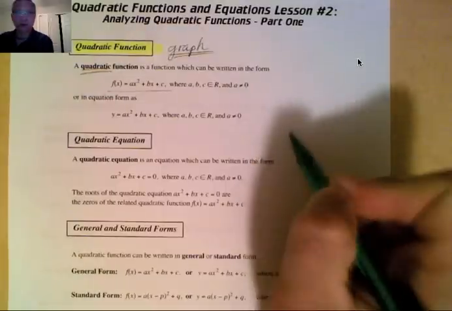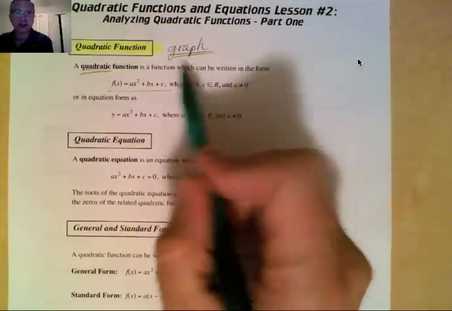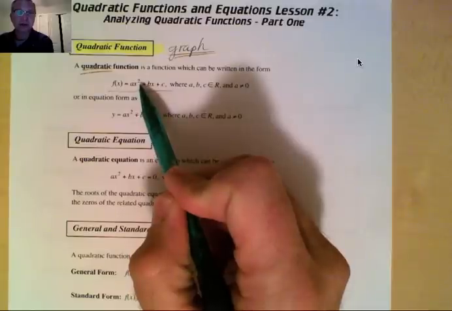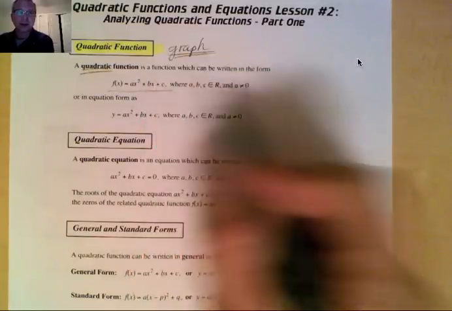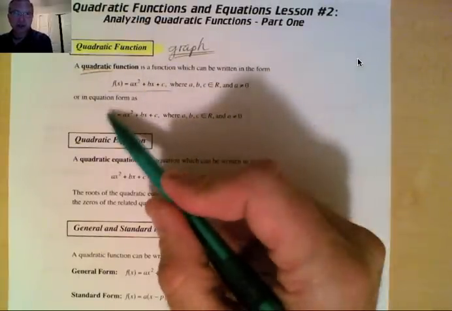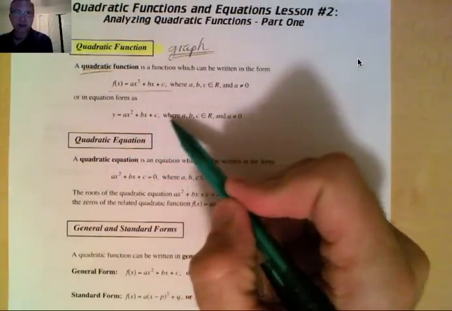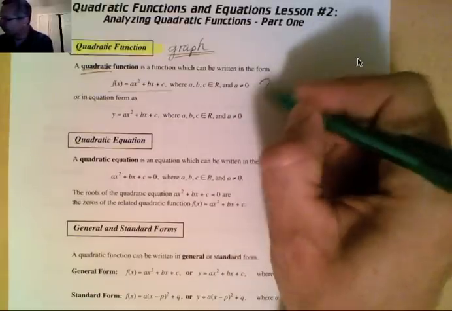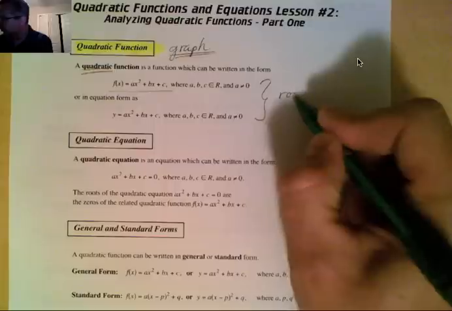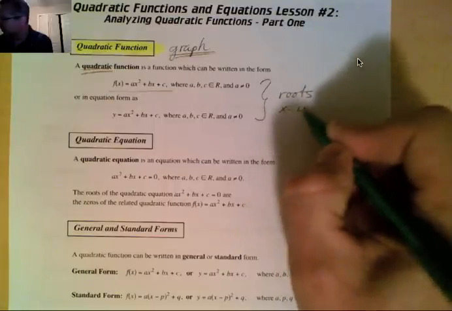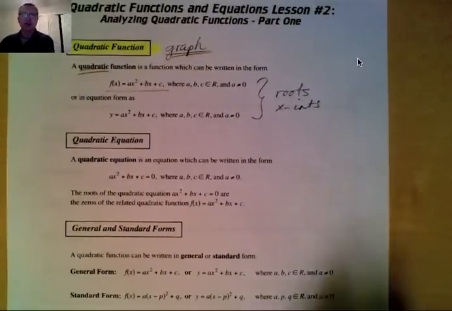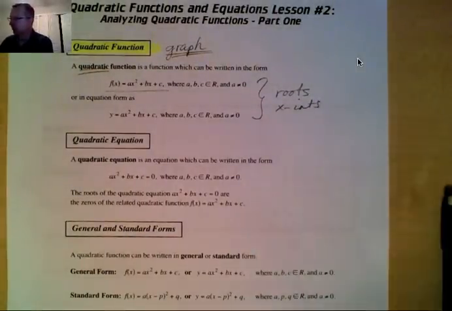Something else you need to know about quadratics is that how we know something is quadratic is the largest exponent on any of our variables is a 2. We can also write this function as an equation in the form y equals ax squared plus bx plus c. When we work with quadratic functions, we usually look for roots and x-intercepts. So often when you're asked to find the roots or the x-intercepts, they're talking about a quadratic function.